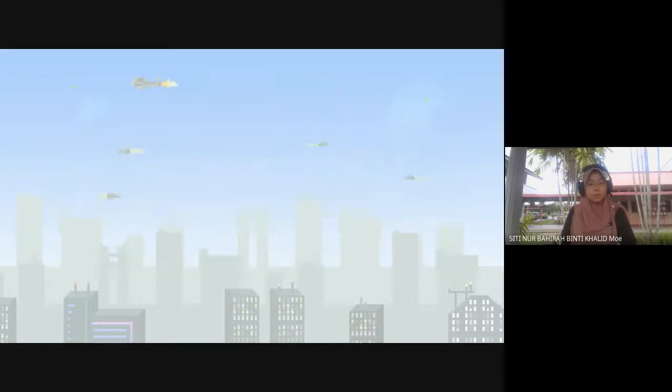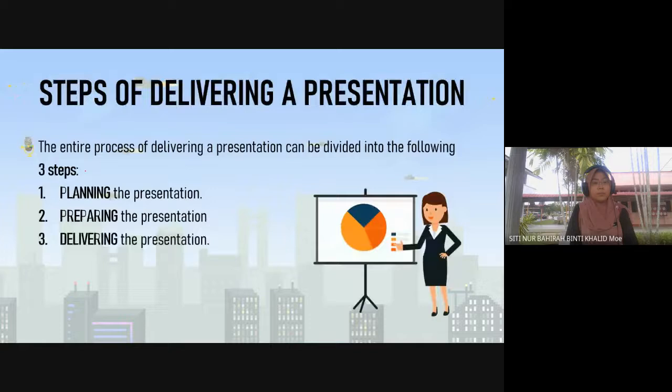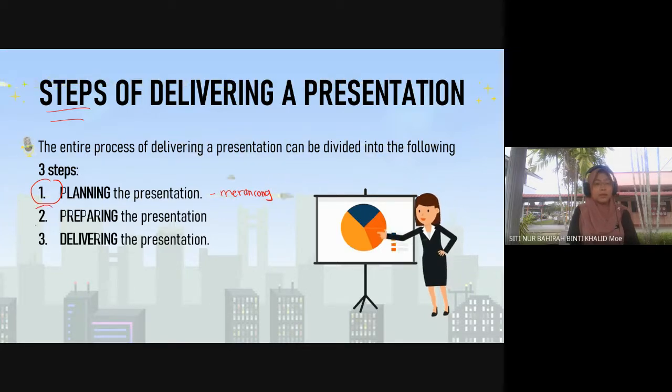So now let's look at steps of delivering a presentation. So the entire process of delivering a presentation can be divided into three steps. The first one is planning. So planning maksudnya kamu merancang. Okay. So first you plan. And then the second one is preparing. Preparing adalah kamu menyediakan.